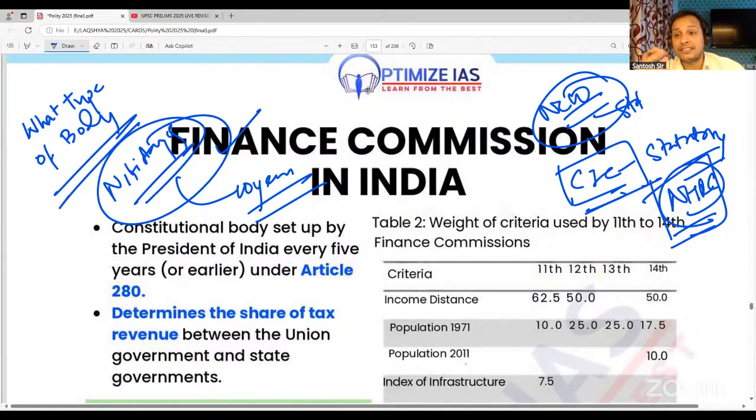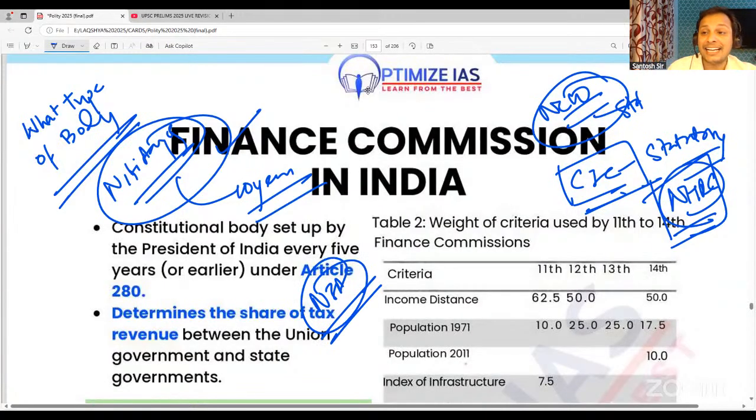One body which is in the news recently is the NIA. What kind of body is the NIA? Quickly, please write NIA, then write what kind of body it is: statutory, executive, or constitutional. Please write the complete answer in the comment box. Because of terrorism, what is the mandate of the NIA? The NIA is very, very important.